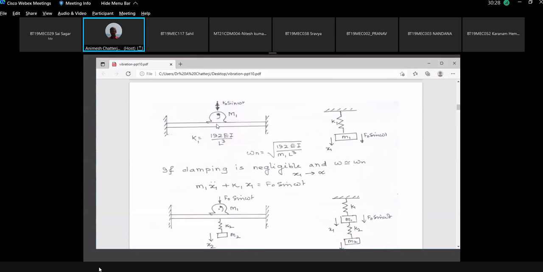So as soon as the machine was run on the first day, this whole foundation started vibrating, having large amplitude of vibration. Immediately the motor was switched off and a meeting was called. What to do? Okay?